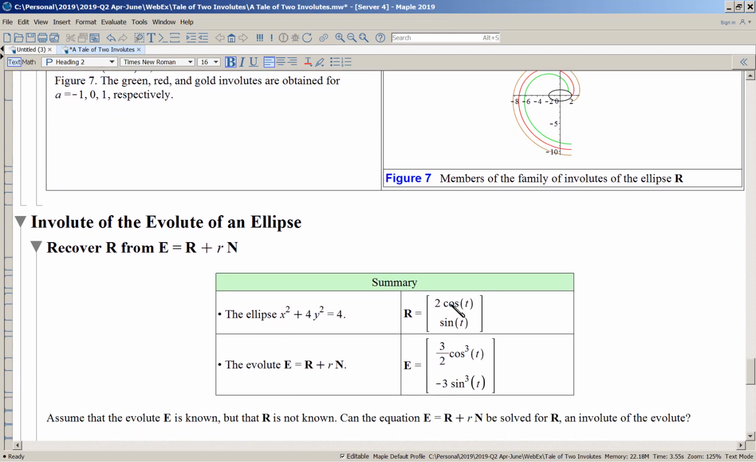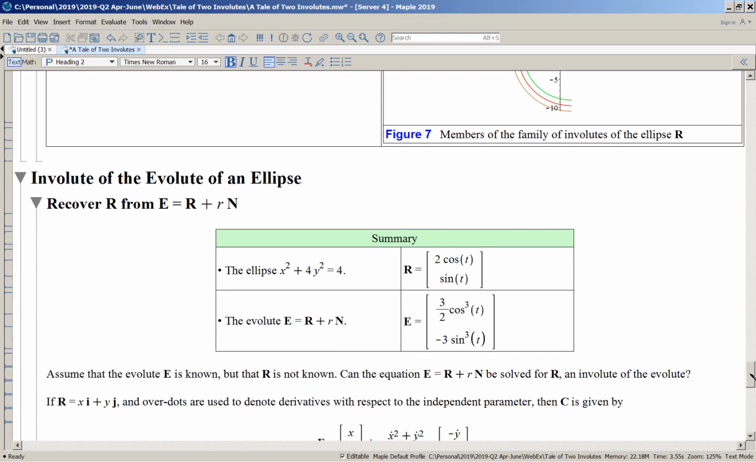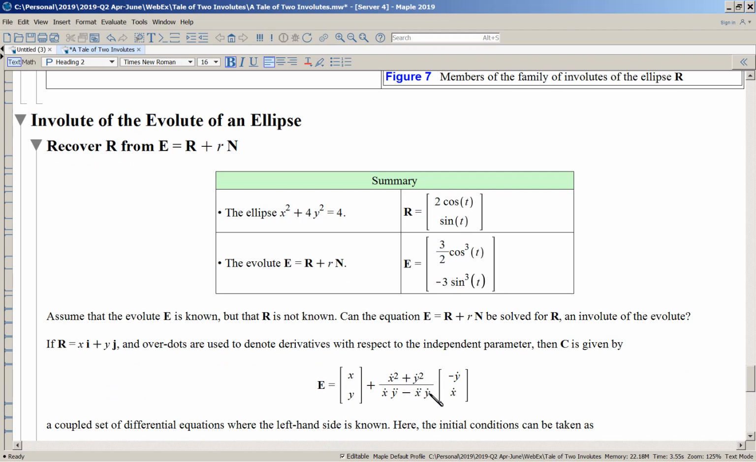Here's the ellipse, parametric form. And this is what we discovered the evolute to be: 3/2 cos cubed minus 3 sine cubed. So, if you know E, can you determine R? Well, here's an R explicitly, but there's R hidden in N, and there's R hidden in little r, which is the radius of curvature. So if you put the pieces together, you're looking at something like this.